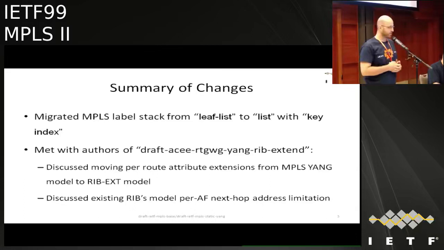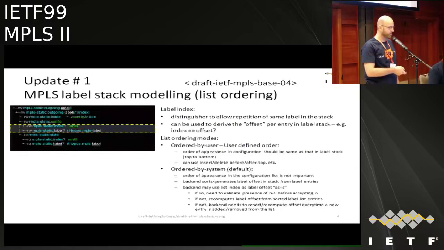We did meet with the authors of the RIB extended model. We think this model has some intersection with the MPLS RIB model, and we discussed with them moving some of the things that we defined in MPLS, because they're generic and applicable to the IP world, and they agreed to do so. So I'll go over the agreed-upon changes. The first item we updated is the MPLS label stack, as I mentioned, and we introduced this index.